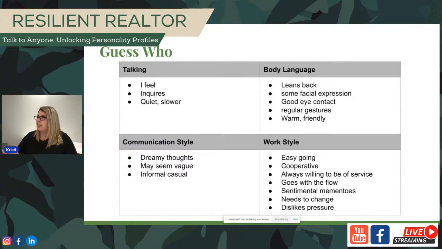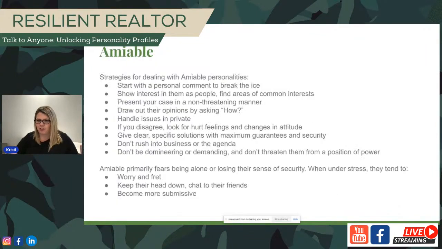Where do you want to eat? Right? It could be as simple as that. And I think I already said it. You guys, I saw a bunch of people said S. Yes, it's S, right? It is the amiable.